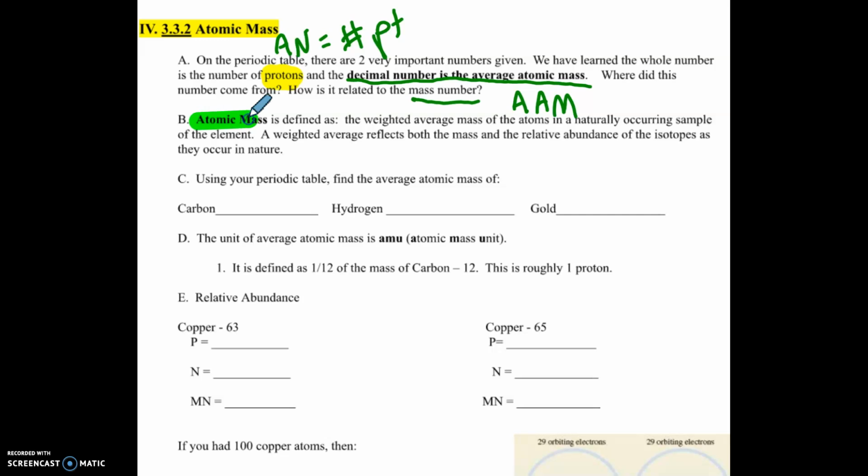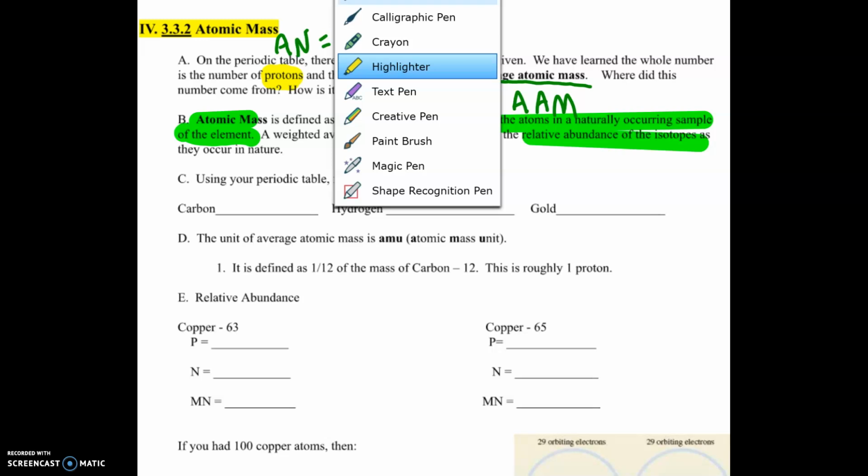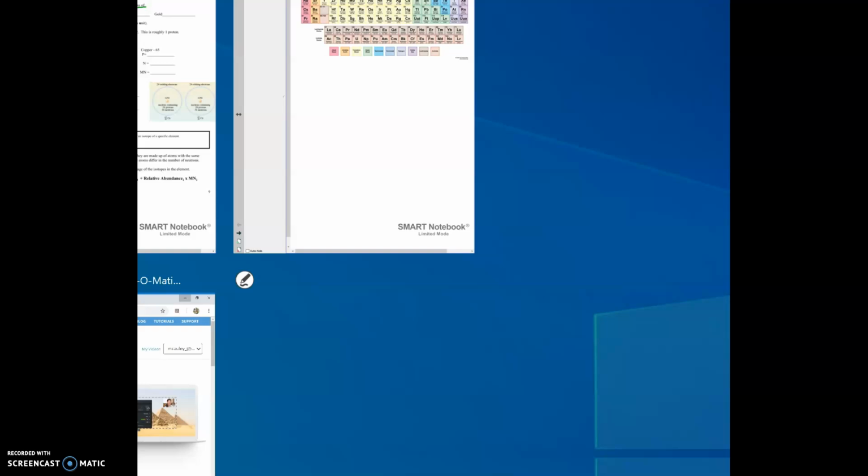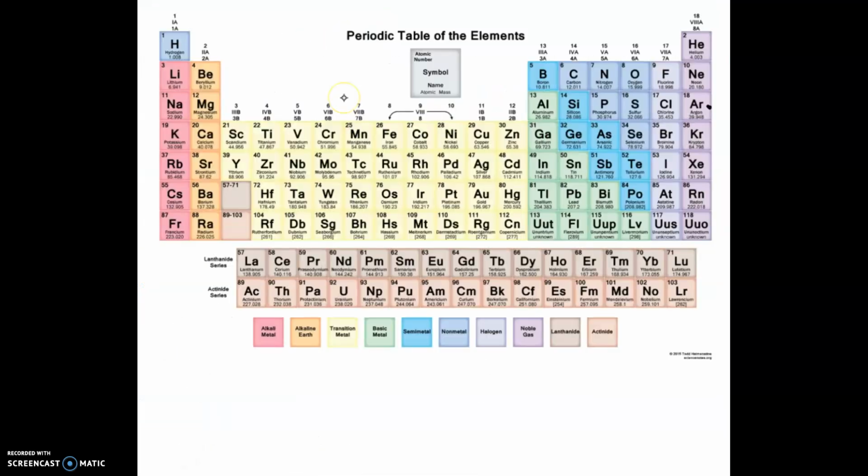So atomic mass is defined as the weighted average mass of the atoms in a naturally occurring sample of the element. Believe it or not, you've actually done some weighted averages in your math class before now. We're going to show you how it applies to chemistry. A weighted average reflects both the mass and the relative abundance of the isotopes as they occur in nature. So using our periodic table, we want to find the average mass of carbon, hydrogen, and gold. Looking for that average, that decimal number. So flip to your periodic table, looking for carbon, hydrogen, and gold.